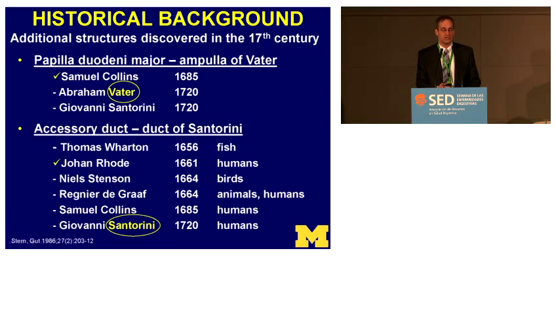Additional structures of the pancreas were discovered in the 17th century, including the major papilla, as well as the accessory duct. The major papilla, or ampulla of Vater, was discovered by Samuel Collins 35 years before Abraham Vater and Giovanni Santorini. The accessory duct, the duct of Santorini, was discovered by Johann Wepfer in 1661. This was 60 years before Santorini.